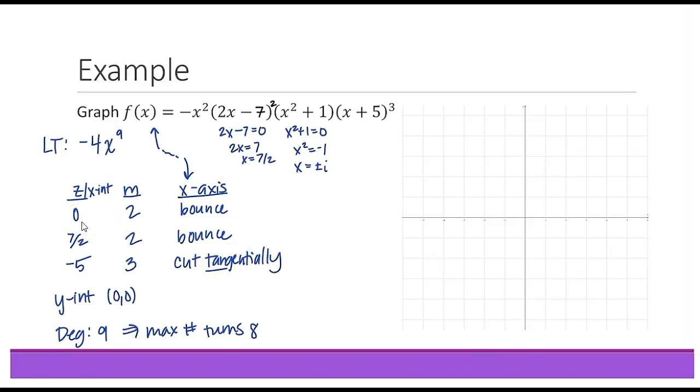So the x-intercepts first, I like to start with that. We have 0 as an x-intercept. If the multiplicity is 2, it bounces. 7 over 2 is 3.5, since 2 goes into 7 3.5 times. So we have 3.5 over here, that's 7 over 2, where it is also going to bounce. And we have negative 5 way over here where it's going to cut tangentially. So I'm going to put a little CT there for cuts tangentially.